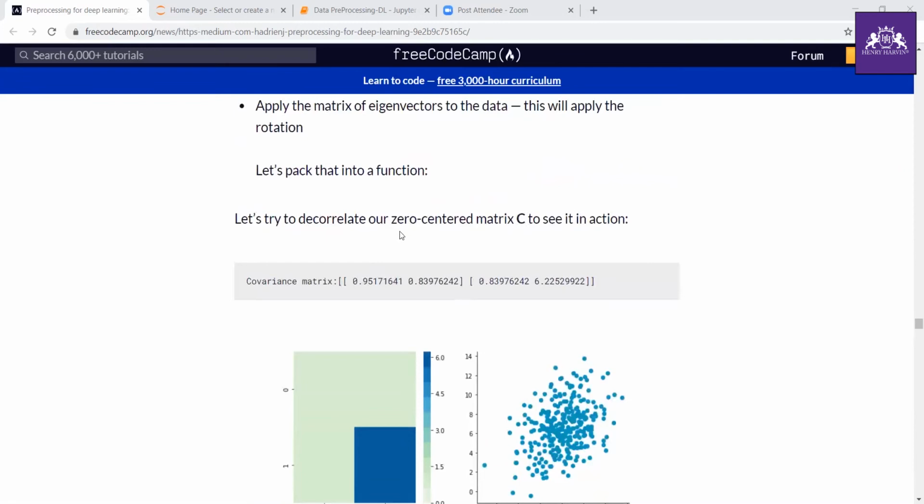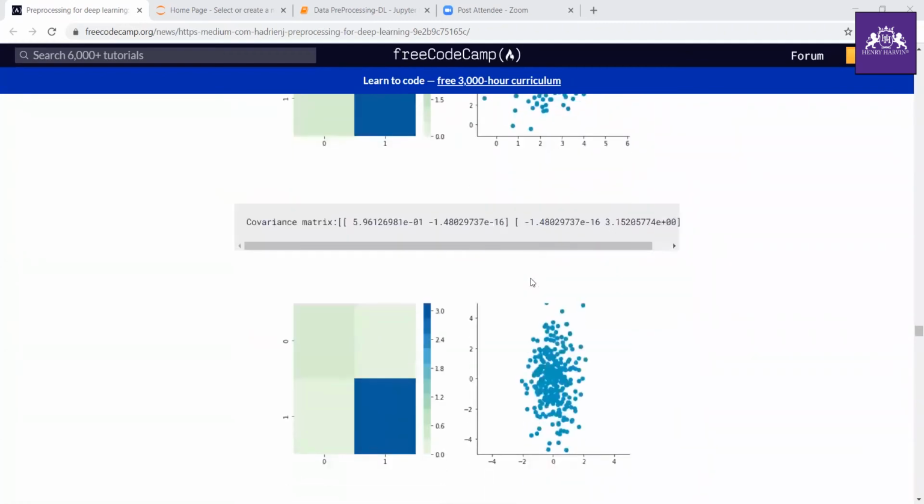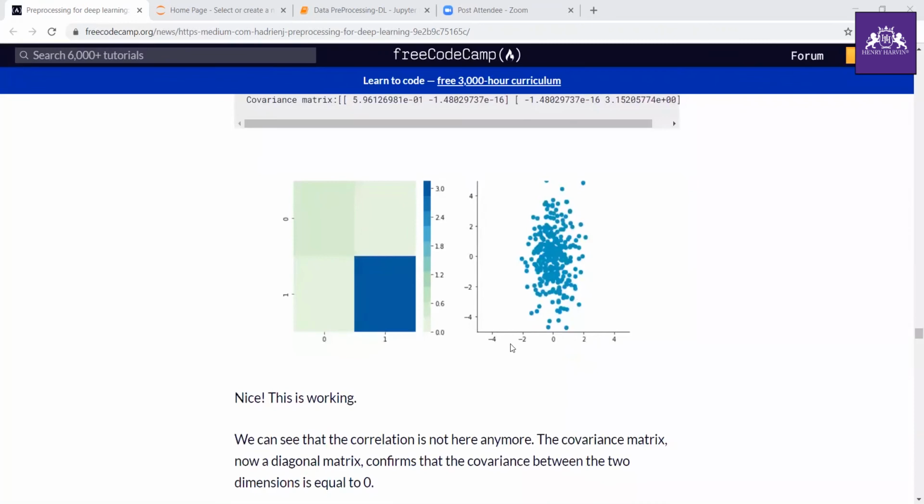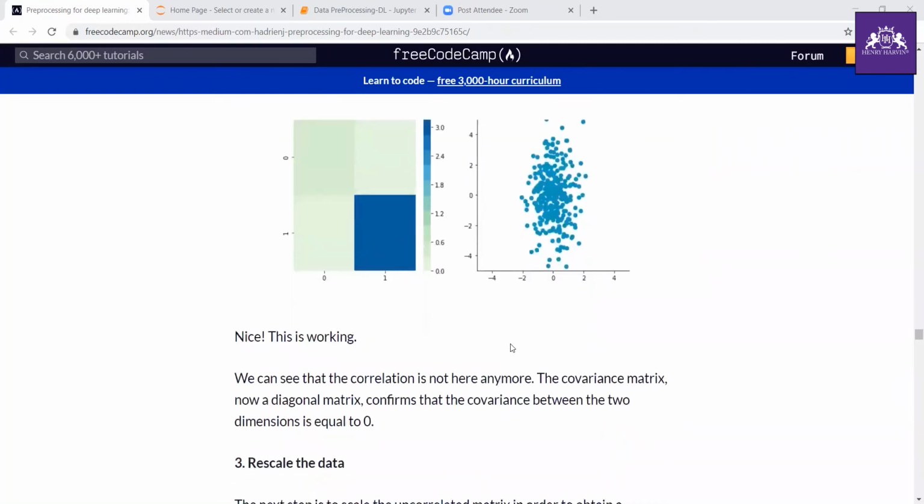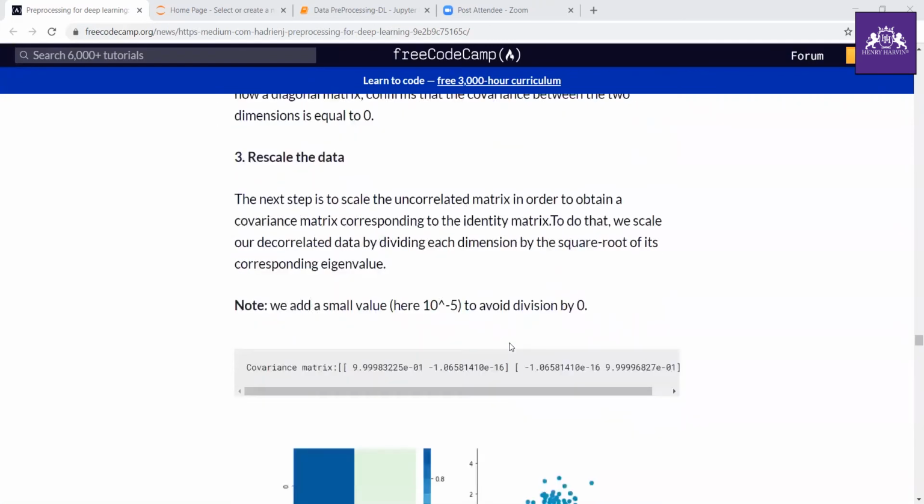Now let's try to decorrelate our zero-centered matrix. Now you can see that the covariance matrix is a diagonal matrix, which confirms that the covariance between the two dimensions is equal to 0. Very simple. The next step is to rescale the data.